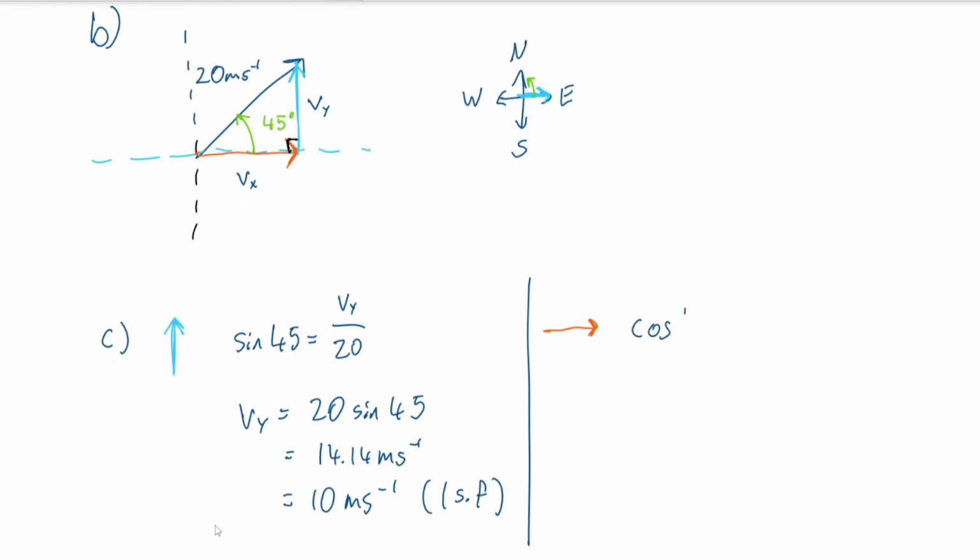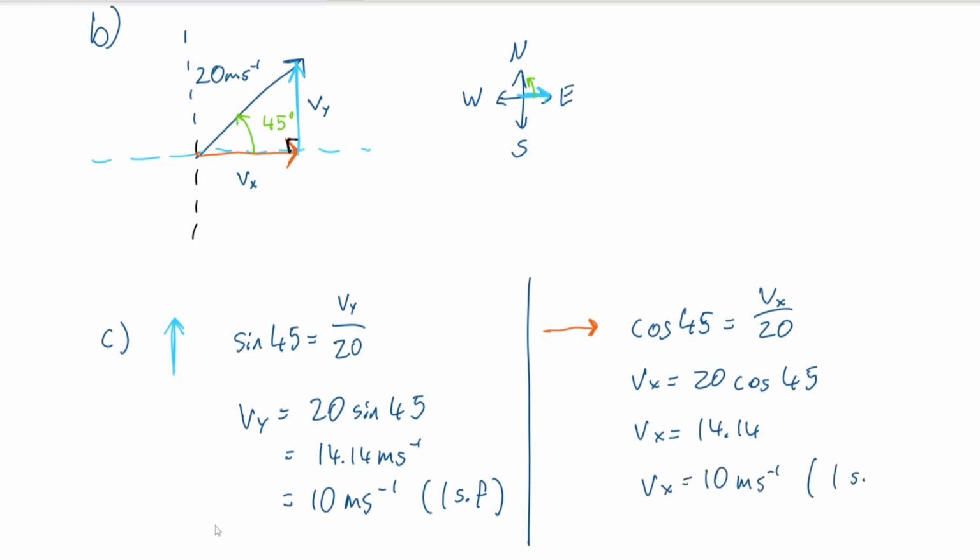So cosine of the angle is equal to adjacent, the horizontal component of velocity, divided by the hypotenuse. So rearranging for Vx, we get 20 cos 45. And if you know your trig ratios, you know that sine 45 and cos 45 are actually equal. So Vx should equal 14.14, or 10 meters per second to 1 SF as well.